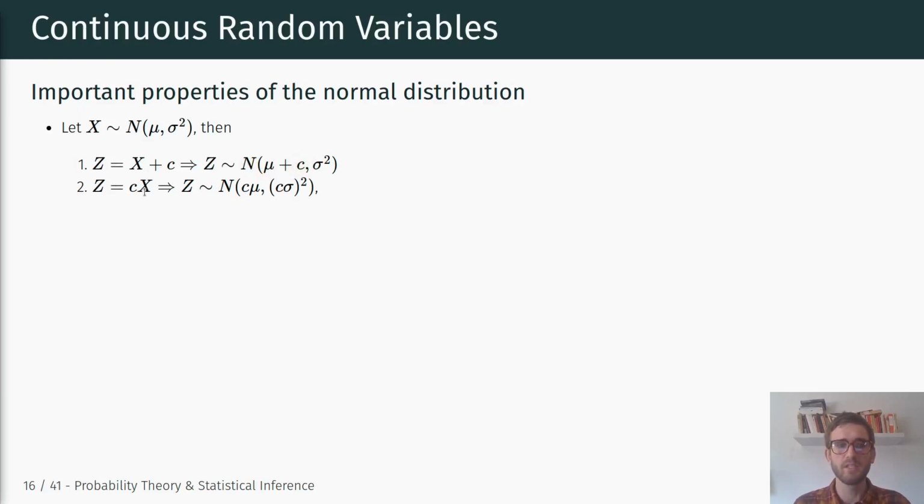Similarly, if we multiply a random variable times a constant c, then the new random variable is still normally distributed, but now we have a new expectation, which is c times mu, and we have a new variance, which is c squared times sigma squared.